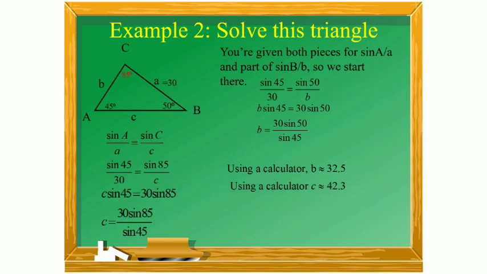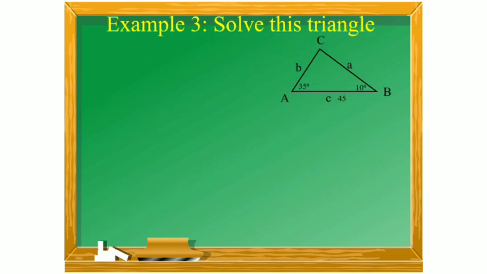Good job! It is 42.3. Very good. Let us now move to example number 3. Solve this triangle. Look at the given. The given are two angles and one side, but this side is in between these two angles, so it is an included side. So this problem is an example of ASA, the two angles and one included side.